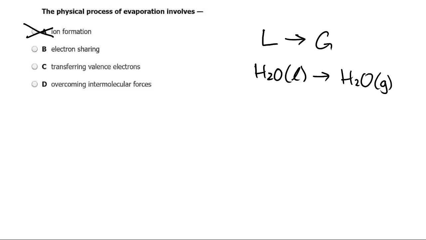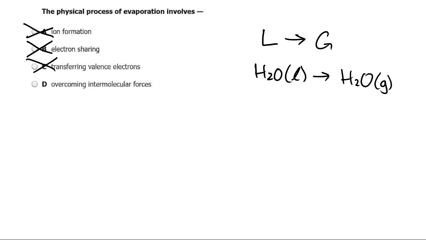Electron sharing. That isn't true because electron sharing is covalent bond formation. Transferring valence electrons would be ionic bond formation. Overcoming intermolecular forces. Remember that intermolecular forces are the forces between molecules that keep them in a certain phase, and they have to be overcome, not necessarily broken, but overcome in order for a phase change to happen that involves the addition of heat and the increase in entropy of matter.